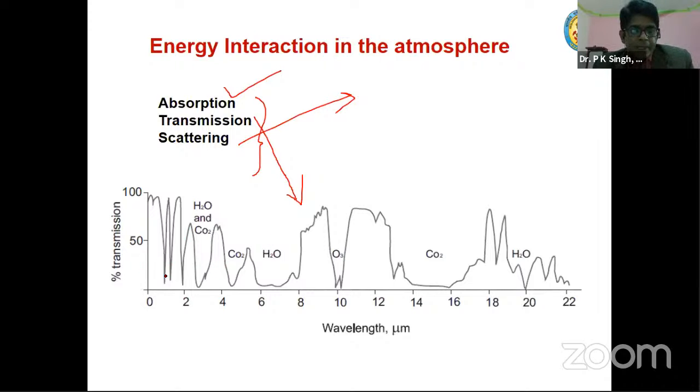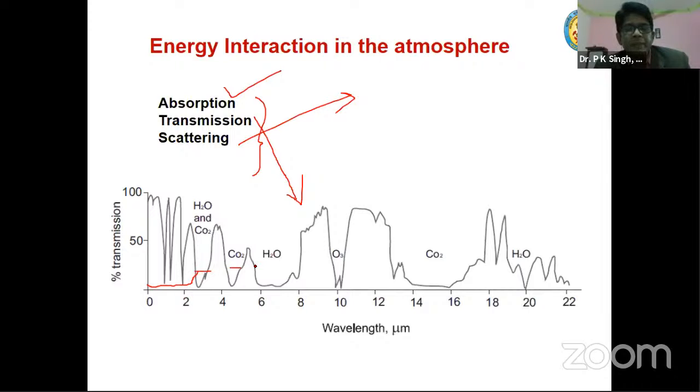Yeah, apart from that, this is the 100% transmission. What fraction of the part is transmitted? One part is absorbed, the remaining part is transmitted. So this is the graph showing the transmission. It means here, see, this is the range where a lot of energy is transmitted, which reaches up to the ground. There is one gap.